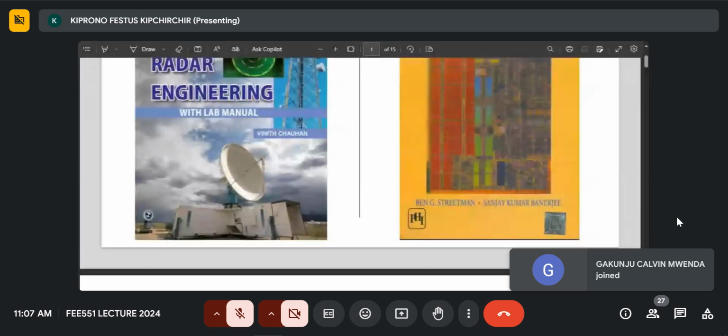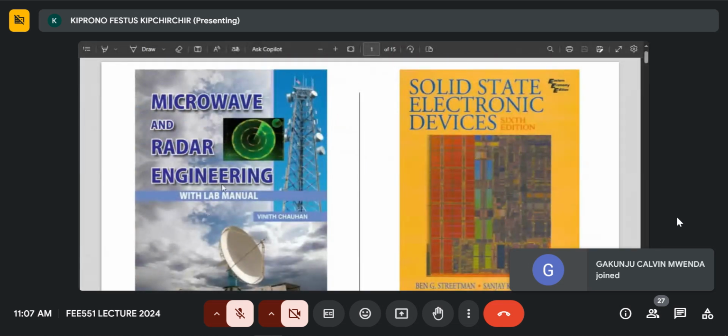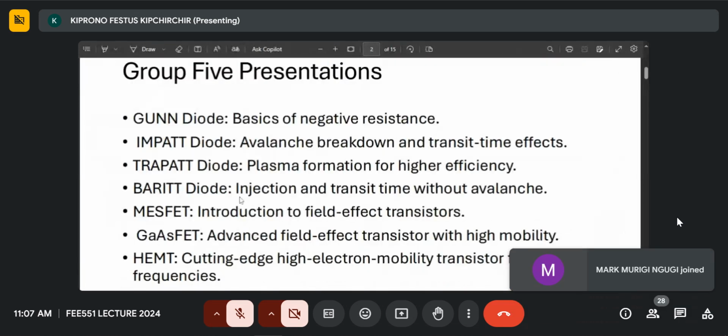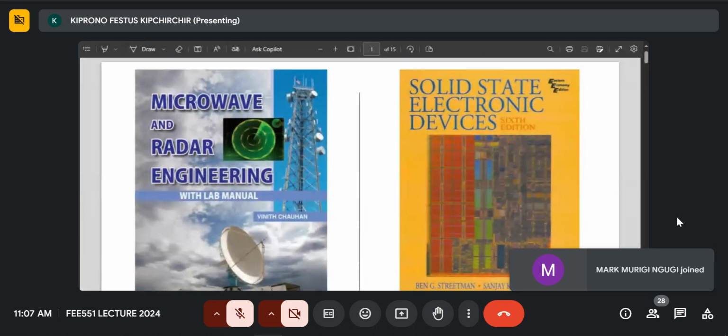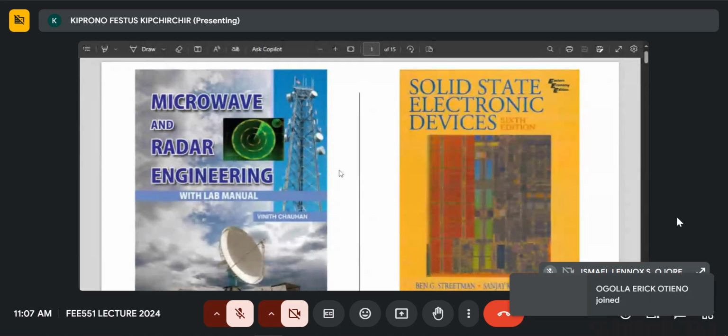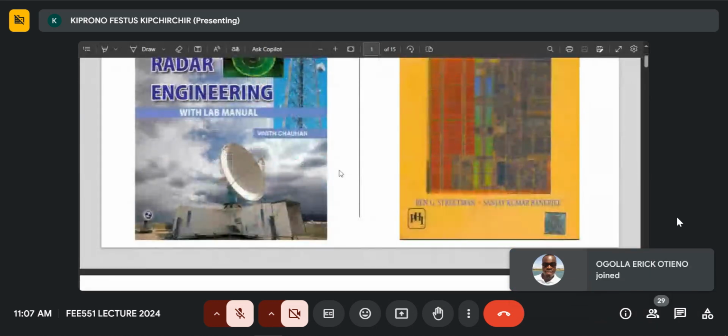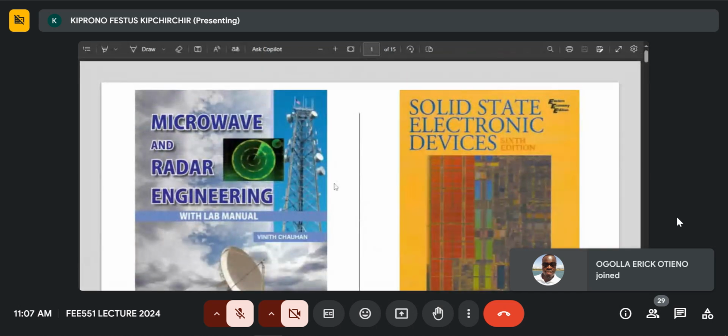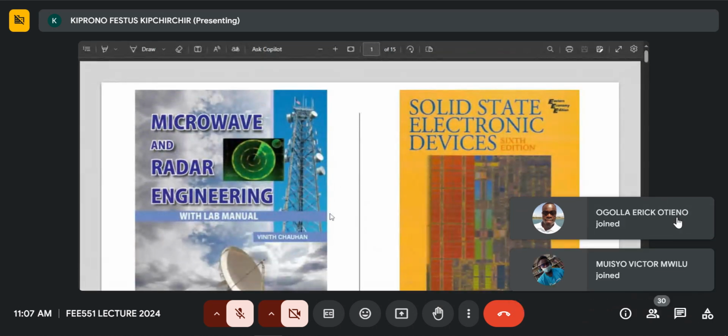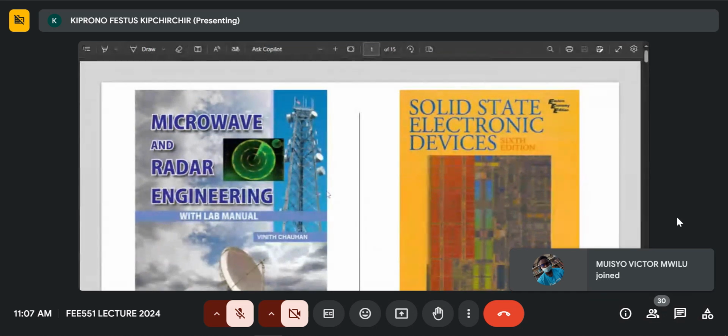The two pictures on top here are the reference materials that we've used. Everyone who will be presenting here has somehow used any of these books, obviously, plus others that they might share along the way. In case you need these books, I'll send them to the class rep, then you might get them alongside the presentation.